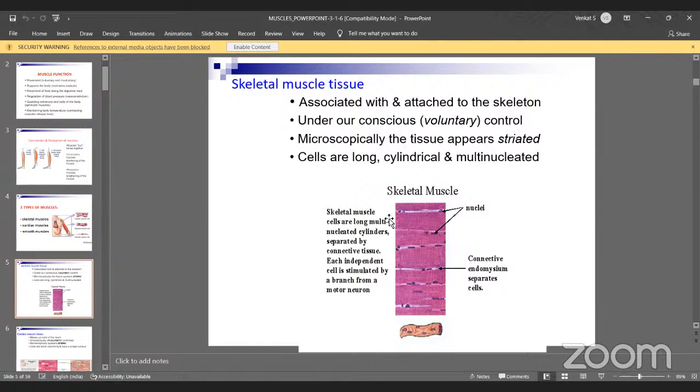The skeletal muscle cells are long, multinucleated, cylindrical, separated by connective tissues. Each independent cell is stimulated by a branch from a motor neuron. This is one of the nuclei. The skeletal muscle cells have nuclei, and the endomysium separates the cells.